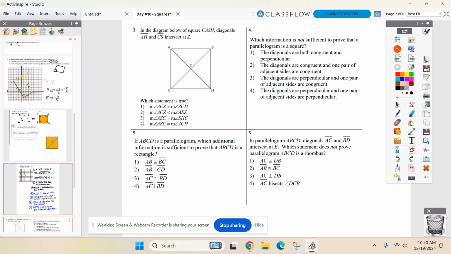All right, so take a look at number 3. Discuss it within your groups. Come to a consensus, write it on the board, and flip it over. Here we go. Number 3 first. Properties of a square for cash.